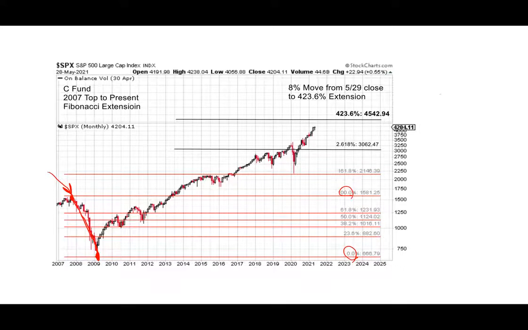This is the 100. If we pull the tool down, we started here and pulled it this way. If it retraced some amount, this line would be 50%. This line would be the 23.6, the 38%, the 50%, 61.8. Those are the retracement levels. The extension levels are where it would be above the 100% line. So it came down to here.